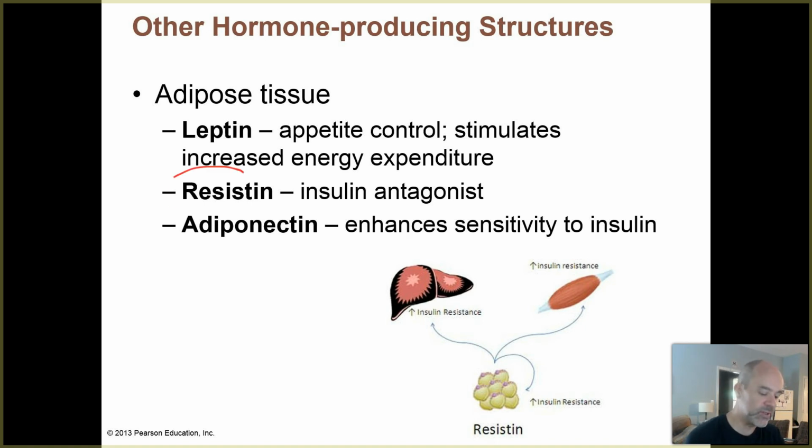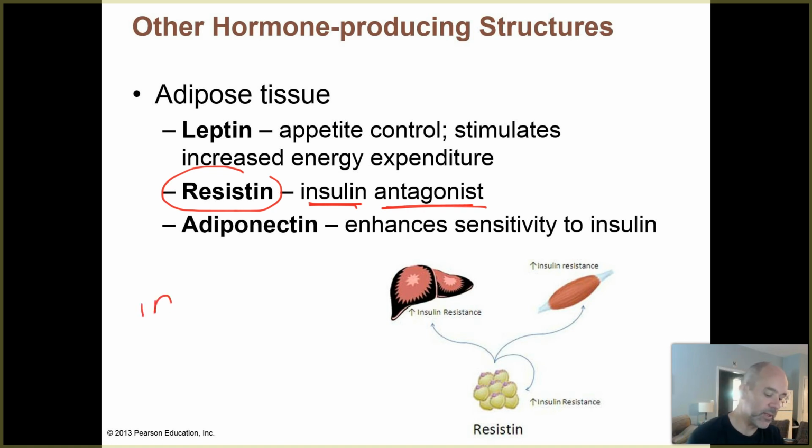Resistin is a very interesting hormone that's made by adipose tissue, and it is considered to be an insulin antagonist. If a hormone is an antagonist to another, that means it counteracts that hormone. It has opposite effects of that hormone, or it reduces the activity of that hormone.